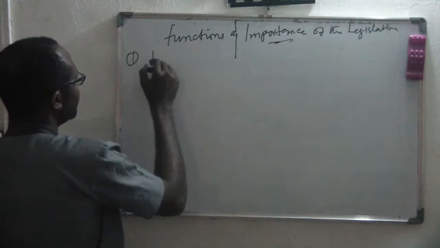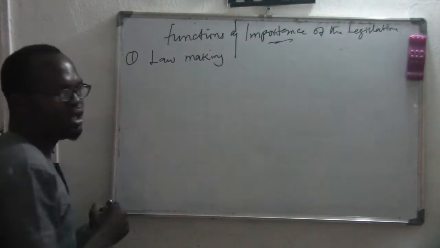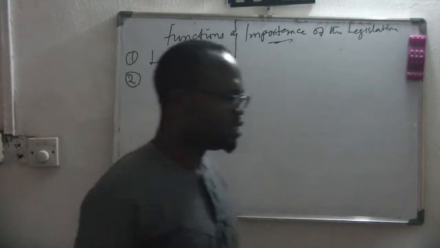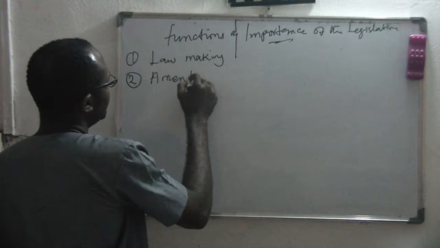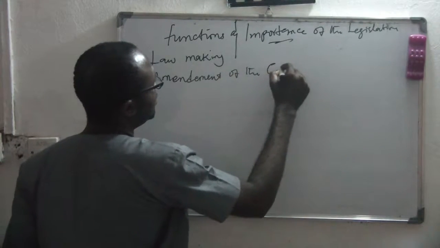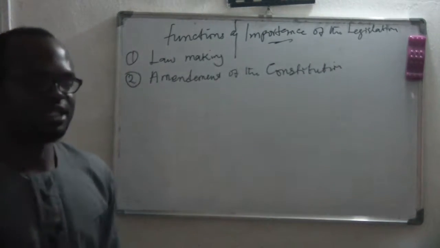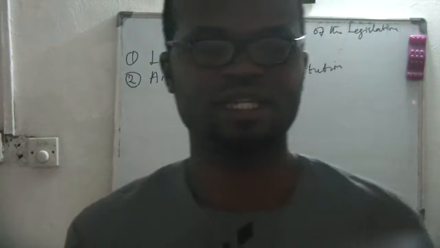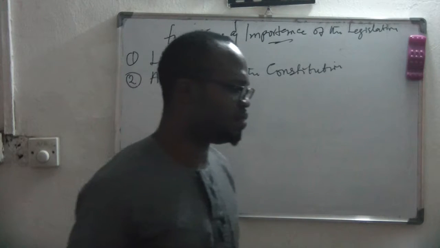Number one is law making. They make the law. Is that correct? Number two is amendment of the constitution. You understand? The legislature, they make the law, but over the years, when they find out that a specific law in the constitution is not good, they will amend it. It's their duty to amend it too.